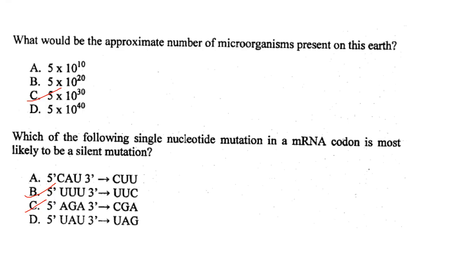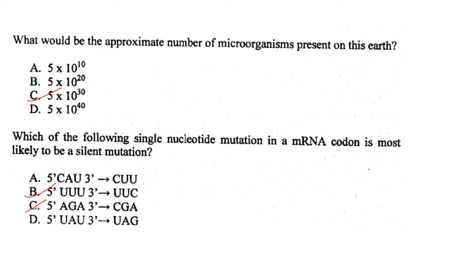Then next one. What would be the approximate number of microorganisms present on this earth? So it will be 5 into 10 raised to 30. Answer is option C.